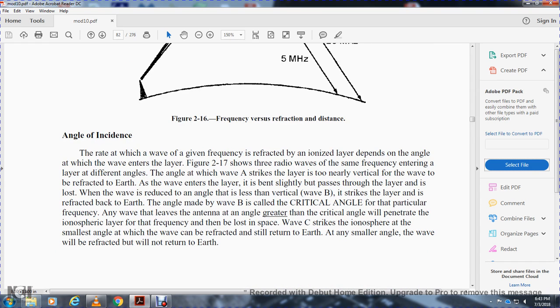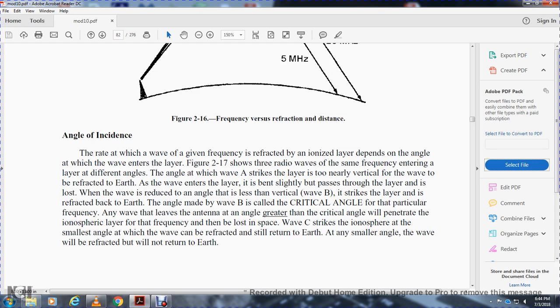The rate at which the wave is reflected by the ionization layer, given the frequency, depends on the angle at which it enters the layer. Figure 217 shows radio waves of the same frequency entering the layer at different angles. Wave A strikes the layer at an angle that is not vertical, so the wave is bent slightly as it enters the layer, but the path through the layer results in the loss of the wave. As the angle is reduced, wave B strikes the layer more vertically and is refracted back.